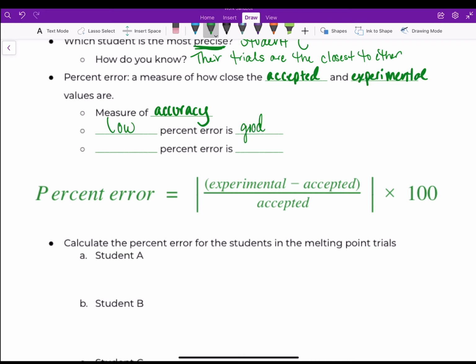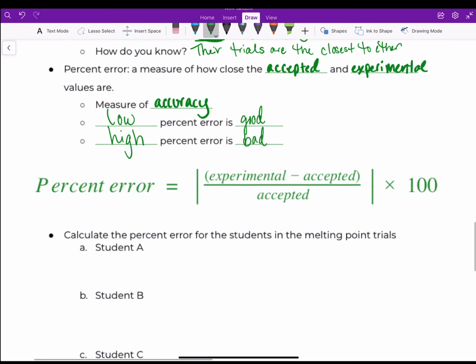That means you did not make a lot of mistakes. If you have a high percent error, that's really not good. That's bad. If you had a high percent error, that means you made a lot of error. So we are looking for the lower number, the more accurate it is.